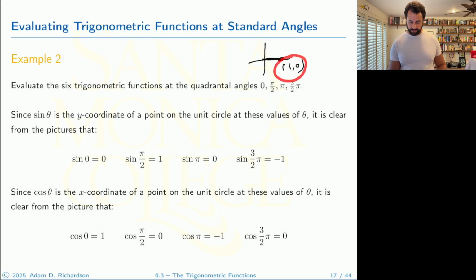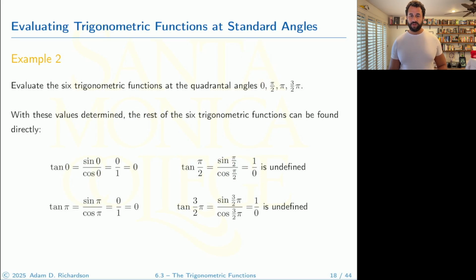Okay, cosine of 0 is 1. Cosine of pi over 2 is 0. There's no horizontal displacement. Cosine of pi is -1, right? Because we're all the way out here at -1. Cosine of 3 halves pi is 0, because now we're going all the way down to here. No horizontal displacement at that point.